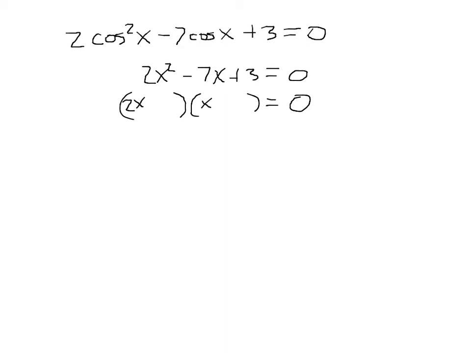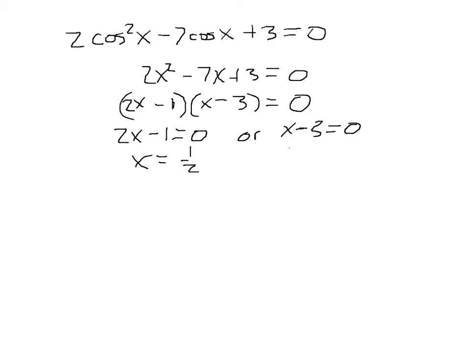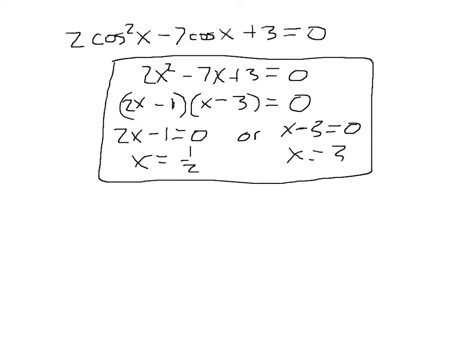2x and x, 3 and 1, and then let's see, sign-wise I'm going to have negative and negative, and so then at this point we would say 2x minus 1 equals 0, or x minus 3 equals 0. And so there's our zero factor theorem, and so then x equals 1/2 or x equals 3. Now, there's the algebraic counterpart to what we have to do to this equation.